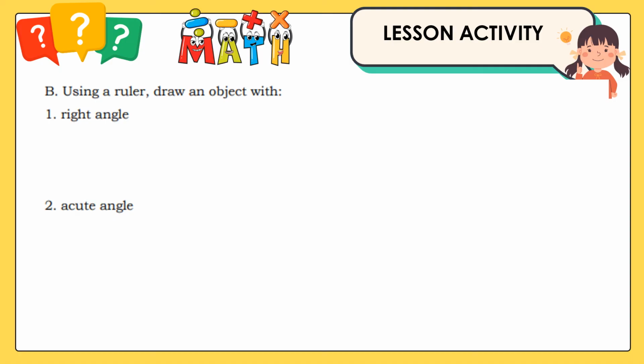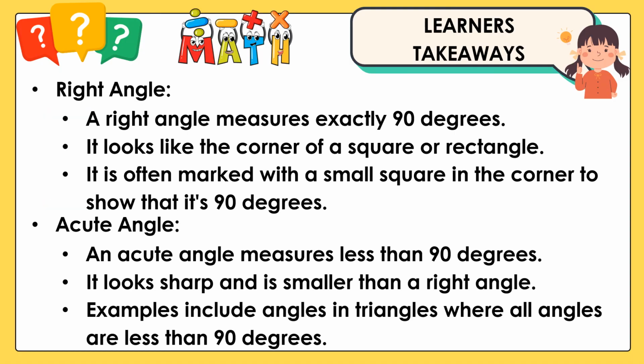For learners' takeaways, remember, right angle. A right angle measures exactly 90 degrees. It looks like the corner of a square or rectangle. It is often marked with a small square in the corner to show that it's 90 degrees.